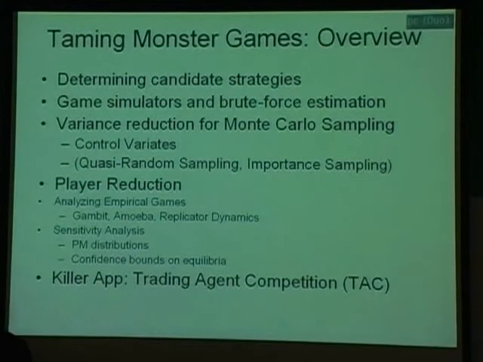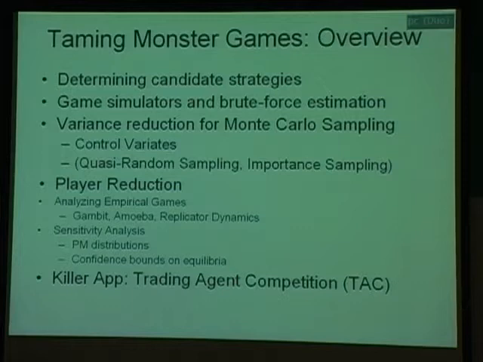Broadly, there are several parts to this methodology. I'll focus on the first few. The first is about determining a set of candidate strategies, that is, restricting the strategy space. This is the most drastic way in which we can cut monster games down to size. The next is game simulation, estimating the restricted game. Going along with game simulation, I'll talk about standard variance reduction techniques for Monte Carlo sampling, in particular the method of control variates, for which we've done some controlled experiments with first price sealed bid auction, FPSB, and also applied in the trading agent competition.